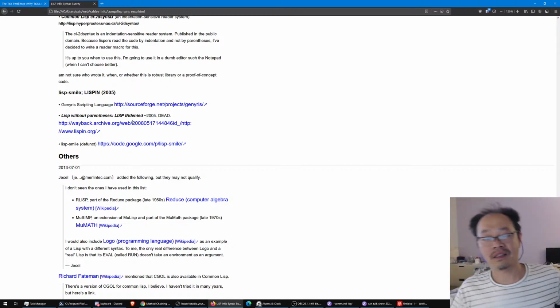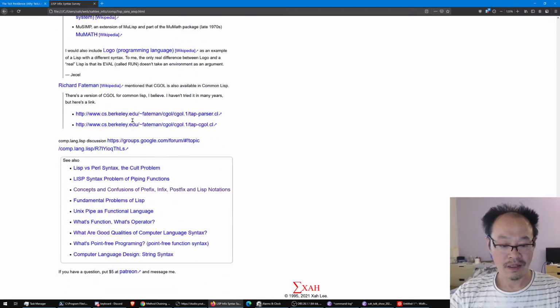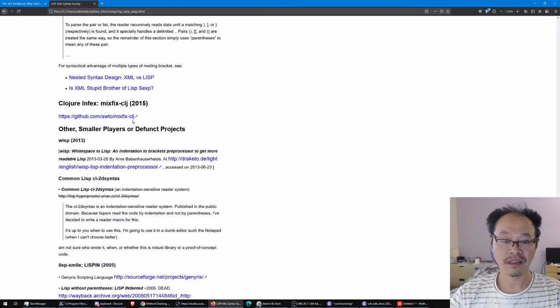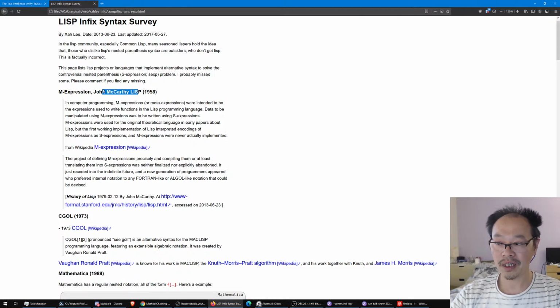That's wrong. That's a code problem. So anyway, lots of articles, and in earlier ones, lots of examples. In fact, as I said, the very first Lisp created by John McCarthy, he wanted an infix notation called M-expression, which is the main topic we talked about today.